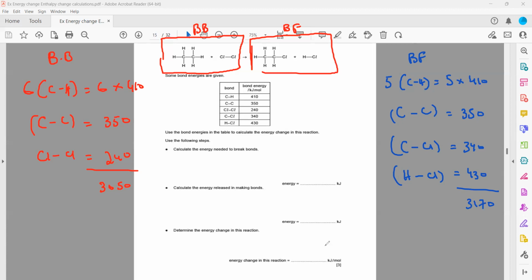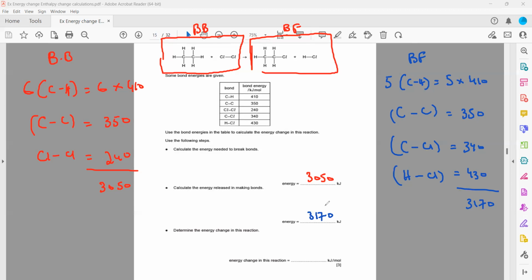We need the energy change. So the bond breaking was 3050. The bond forming energy was 3170. First, which reaction is this? Exo or endo? What is the type of reaction? Endothermic or exothermic? That's right, it will be exothermic. Overall the reaction will be exothermic. Why is the overall reaction exothermic? Because the bond forming energy is more. When bond forming energy is more, the reaction is exothermic.